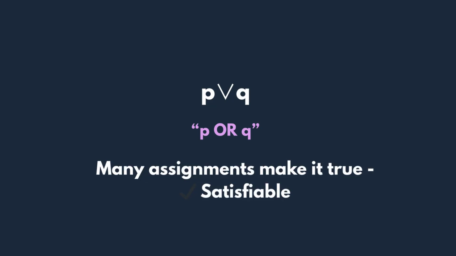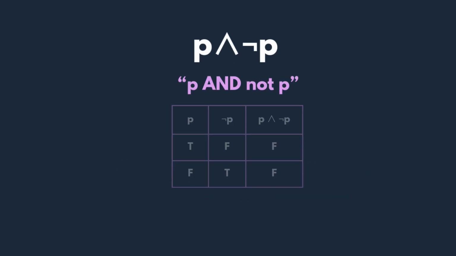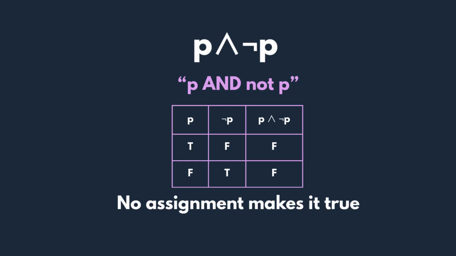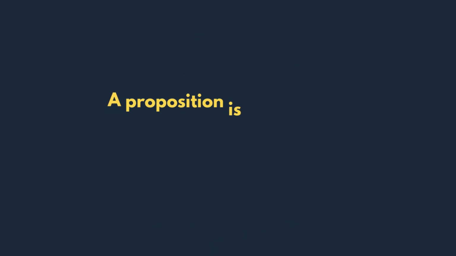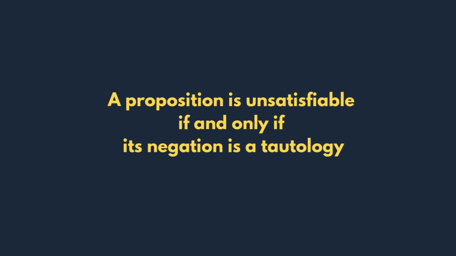This proposition is even more flexible. If P equals true or Q equals true or both are true, the statement becomes true. So again, this proposition is satisfiable. Now consider this expression. This statement requires P to be true and false at the same time, no matter what values you assign to P. If P equals true, then negated P is false. So the expression is never true. This proposition is unsatisfiable. Furthermore, a proposition is unsatisfiable if and only if its negation is a tautology.